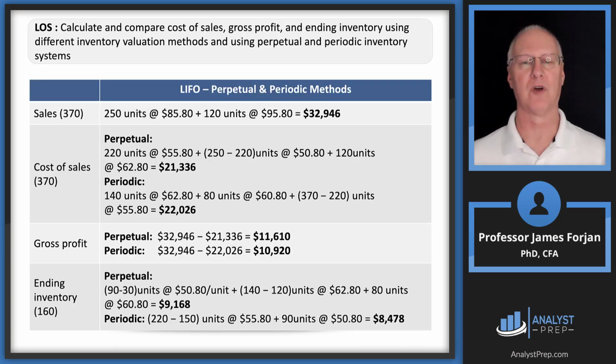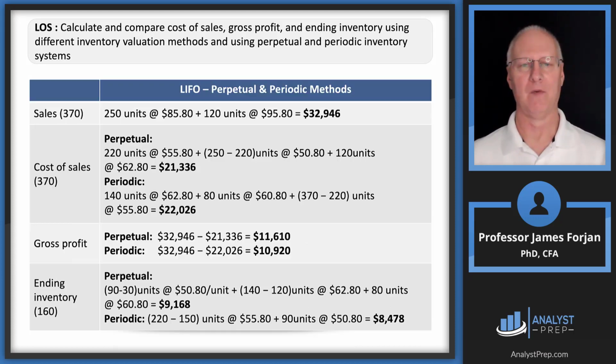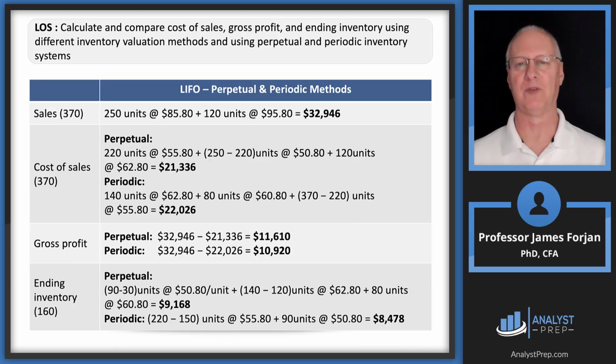So let's go ahead and start with LIFO. Once again, let's take another deep breath. All right, so sales, this is going to be identical no matter what method we use. We'll take that 250 units that we sold on March 9th, and then we'll add the 120 units that we sold on March 29th. And of course, those are at different prices. And so we sum those and we get 32,946 worth of total sales.